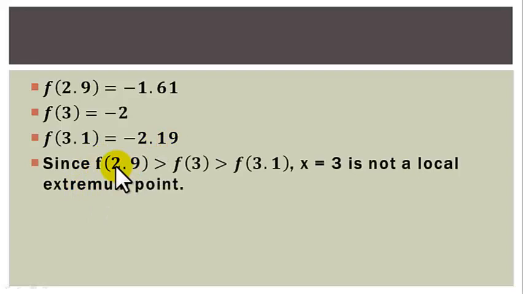Since f(2.9) is greater than f(3), that is, this is greater than -2, and -2 is greater than f(3.1). This implies that x equals 3 is not a local extremum point. Now we investigate case 3.